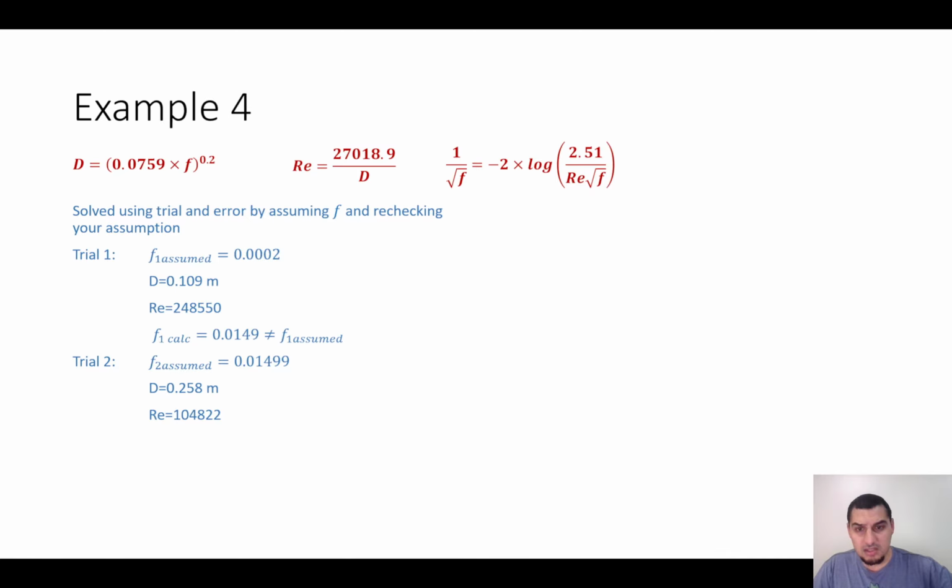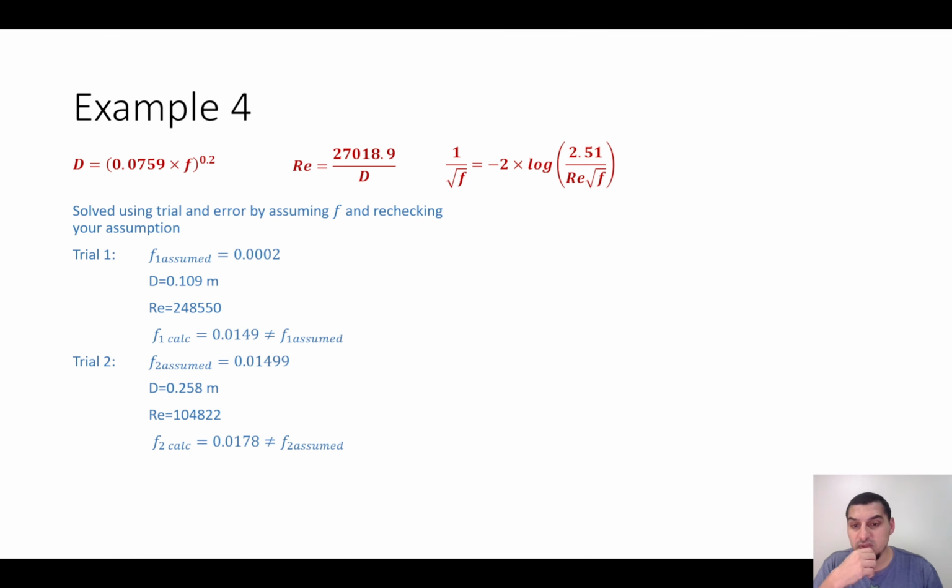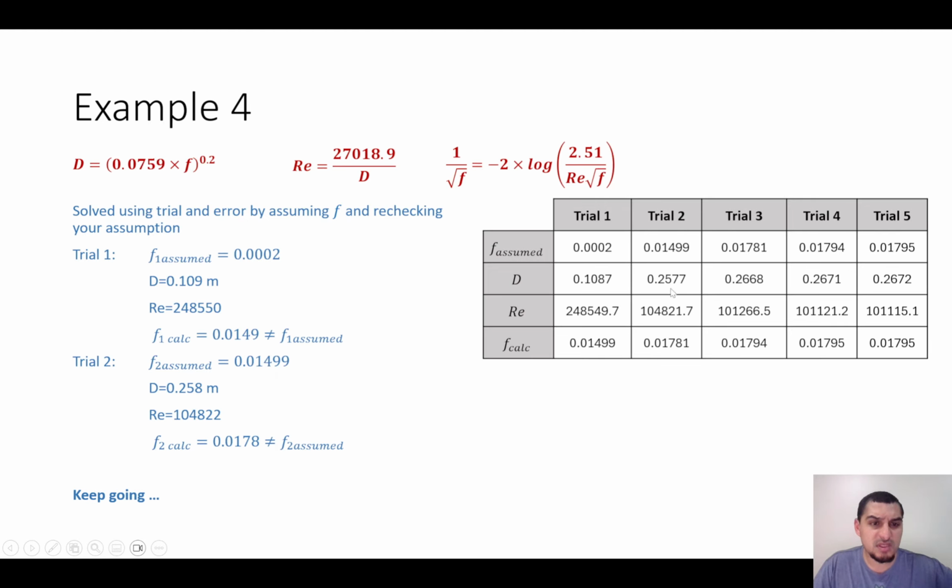And then let's go to the chart. The 100,000, it's 10 power 5. If we see here, this is going to be 0.017. Okay, so this is 0.017. So let's go and check what we get from the equation. It's 0.0178, so it's close. It's very close. And we can keep going, and this is what we get after 5 trials.